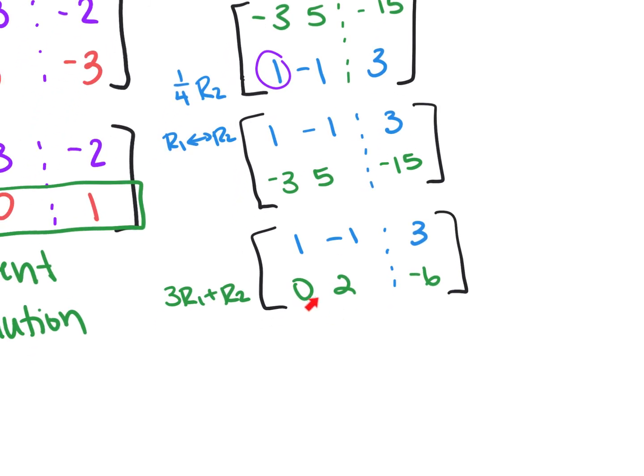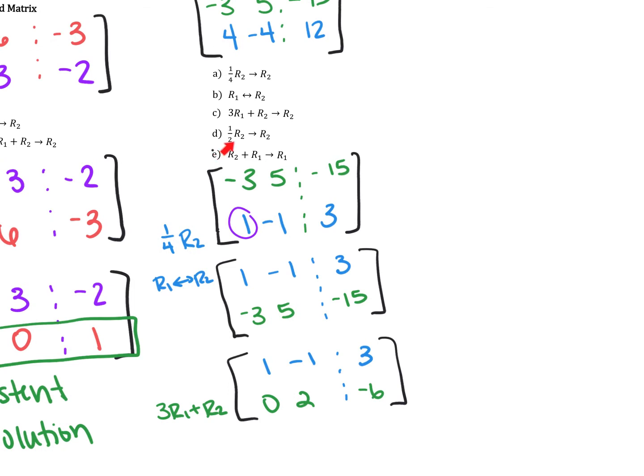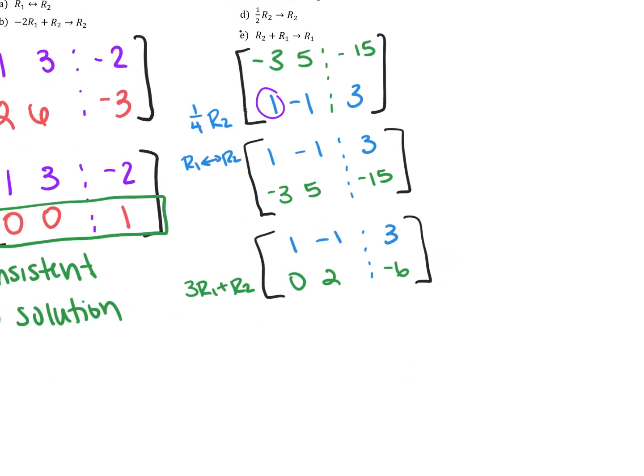Again, I got my 0 underneath my 1, and now I want to have a 1 on the diagonal. To get the 1 on the diagonal, I need to multiply by 1/2, or divide everything by 2. When you want to get 1s, we start doing division. So on the top row, I have 1, -1, 3. The bottom row, I'm going to do 1/2 times 0 is 0, 1/2 times 2 is +1, and 1/2 times -6 is -3. So I already see that x2 is equal to -3 here.